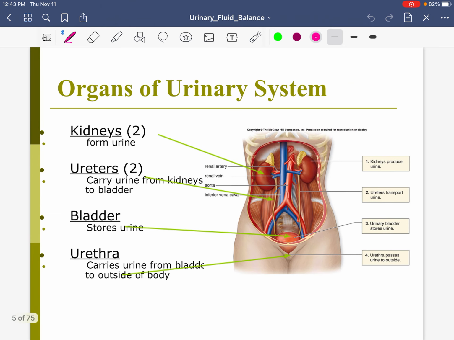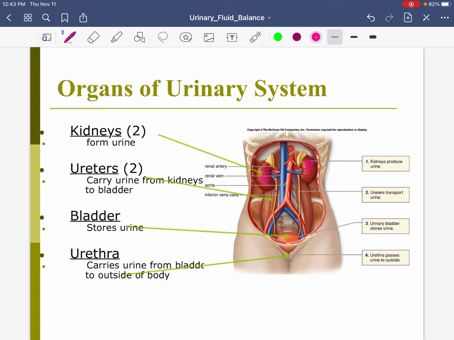So as I said, we're going to talk about the kidneys, the anatomy of the urinary system, and then talk about how the kidneys work and how they form urine. And then the second part is all about fluid balance. So here we go. The beginning is pretty straightforward: the urinary system.